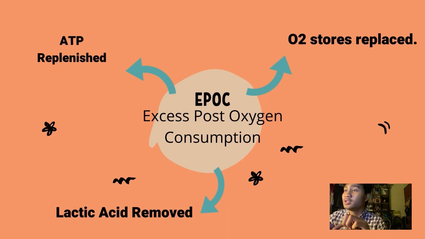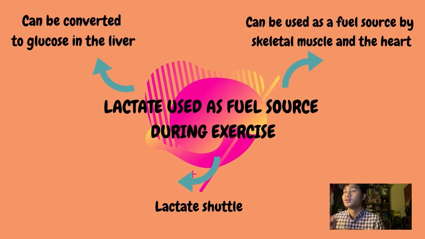So lastly, we can see lactate used as a fuel source during exercise. First, it can be used as a fuel source by skeletal muscles and the heart. Second, it can be converted to glucose in the liver. And lastly, the lactate shuttle. So that's all from me.